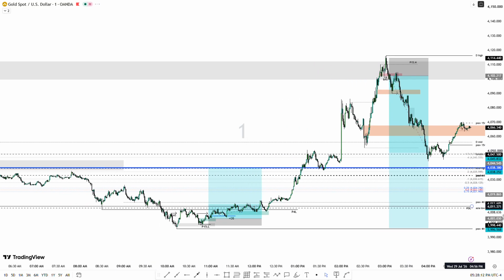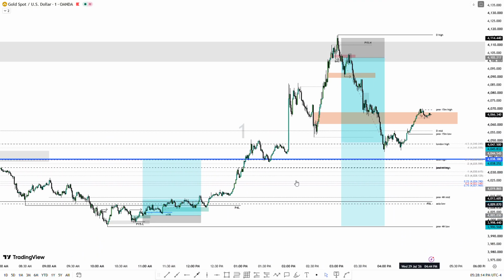So yeah, that is my analysis. You can take this and steal this and whatever. You can use this in your trading, and hopefully you enjoyed this.